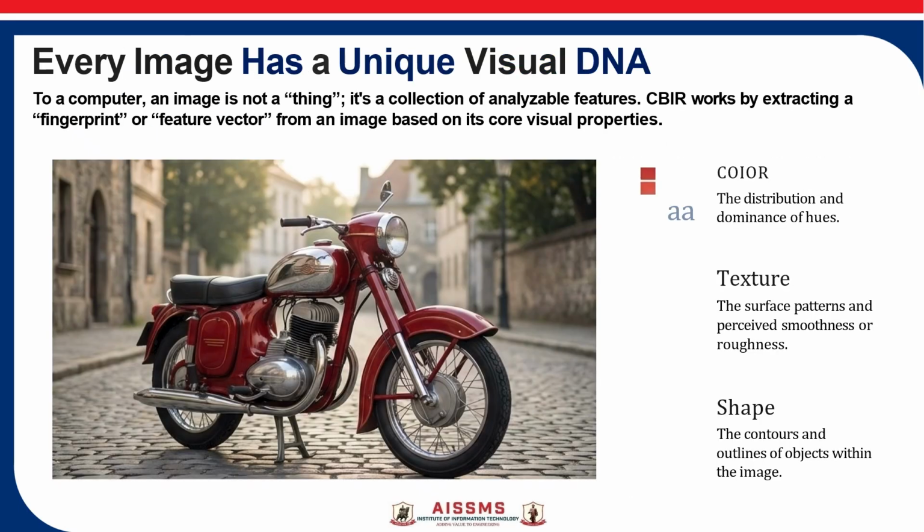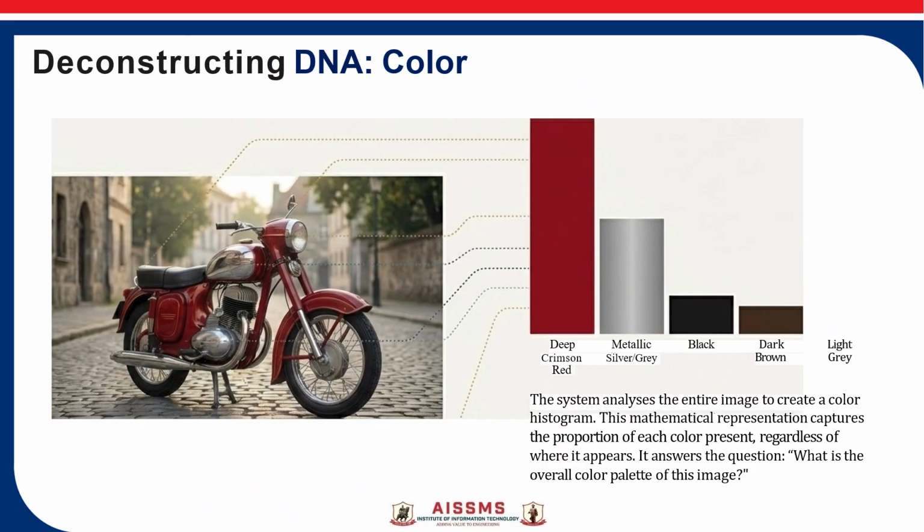To understand how this works, we have to change how we think about pictures. To a computer, an image isn't a thing, it's a collection of analyzable features. We call this the image visual DNA or feature vector. We deconstruct this DNA into three primary pillars.